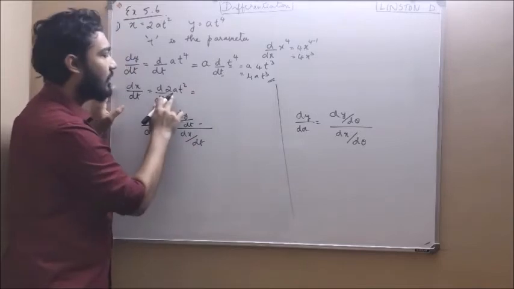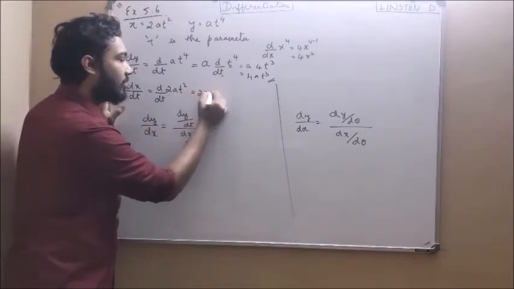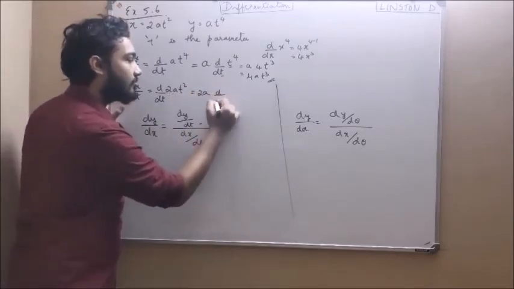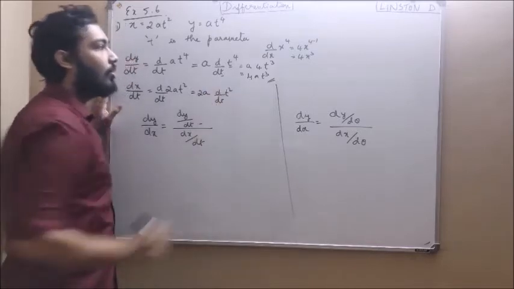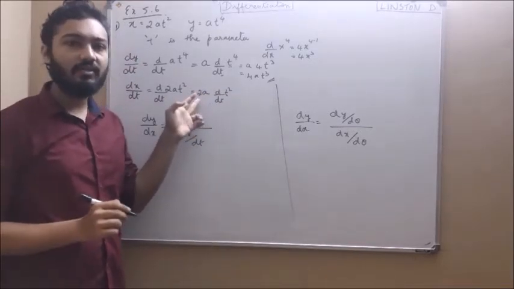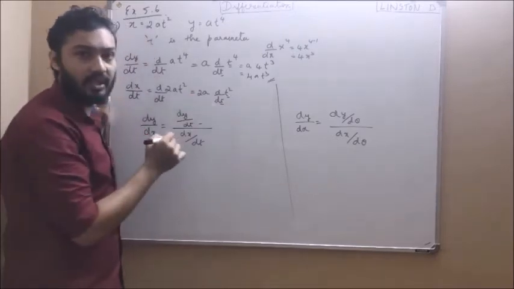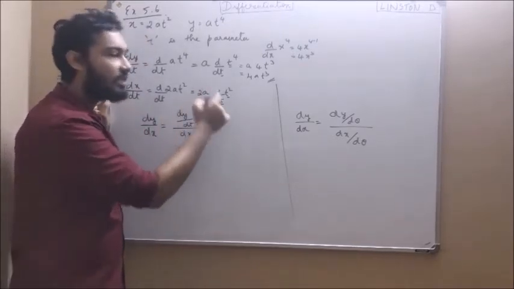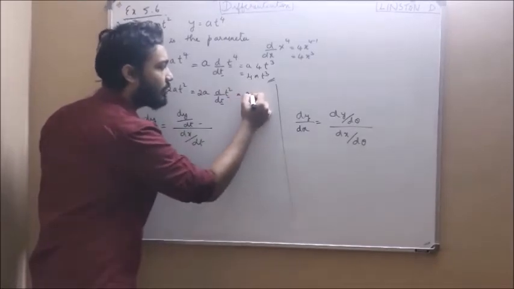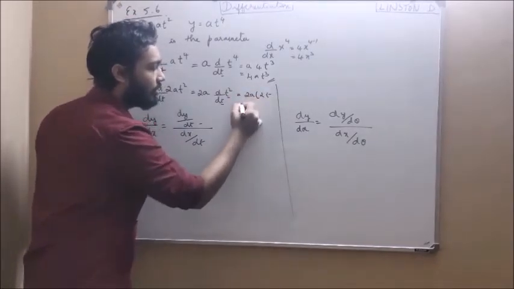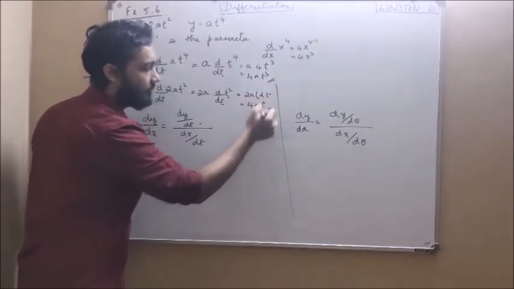So it is nothing but 2a, you take common, 2a d by dt of t square. What is differentiation of x square? Differentiation of x square is 2x. Here t and t are similar variables. So d by dt of t square is nothing but 2t. So it is 2a into 2t. So it is nothing but 4a.